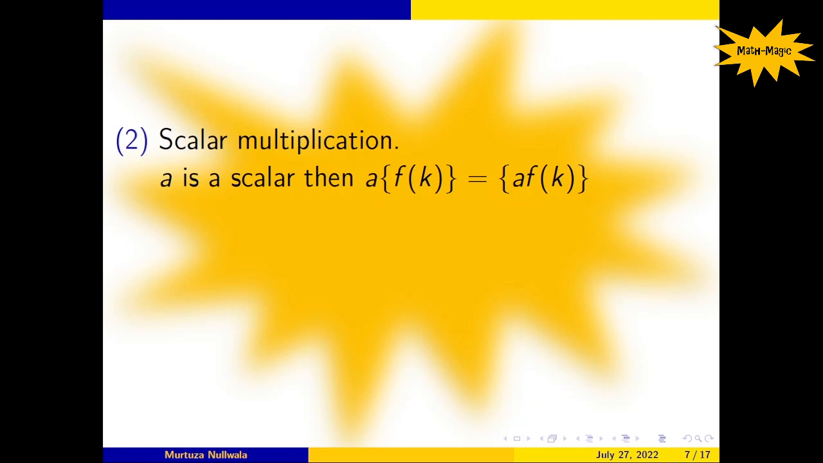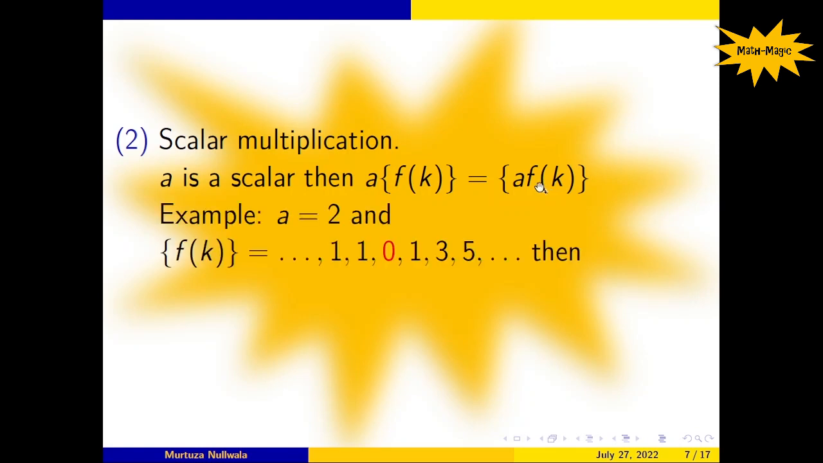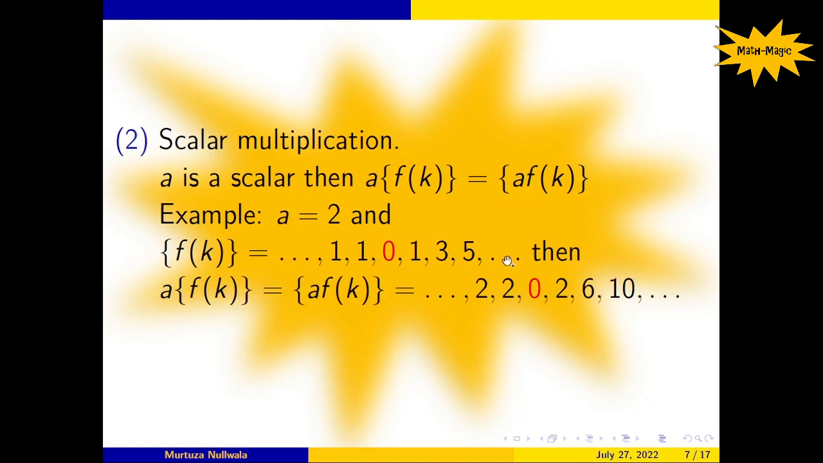Scalar multiplication. If A is a scalar, then a scalar times a sequence is a sequence of A times f(k). It basically says that A will get multiplied to every number in this sequence. For example, if we have A equal to 2 and the sequence 0, 1, 3, 5, and on the left-hand side we have 1, 1, 1, and so on, then A times the sequence f(k) is equal to the sequence of A f(k), and we just have to multiply 2 to every element of this sequence. So we get 0, 2, 6, 10, and so on.